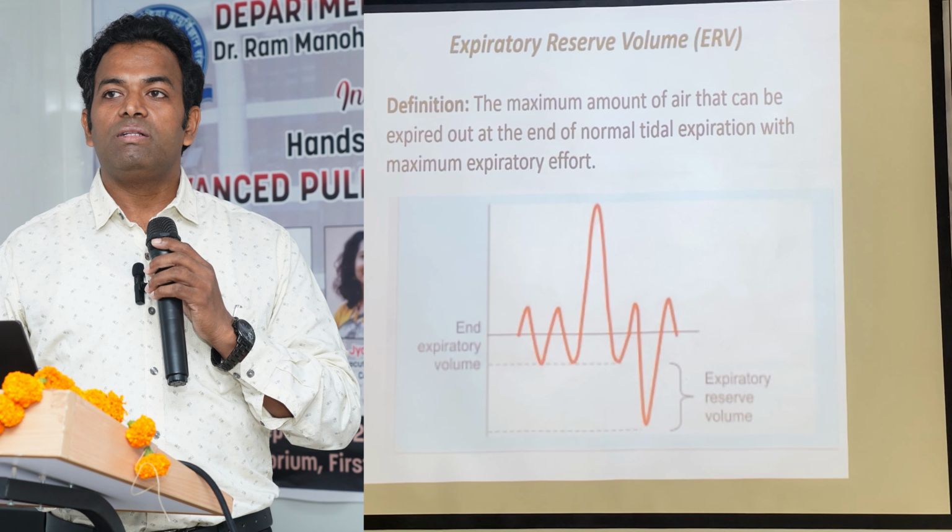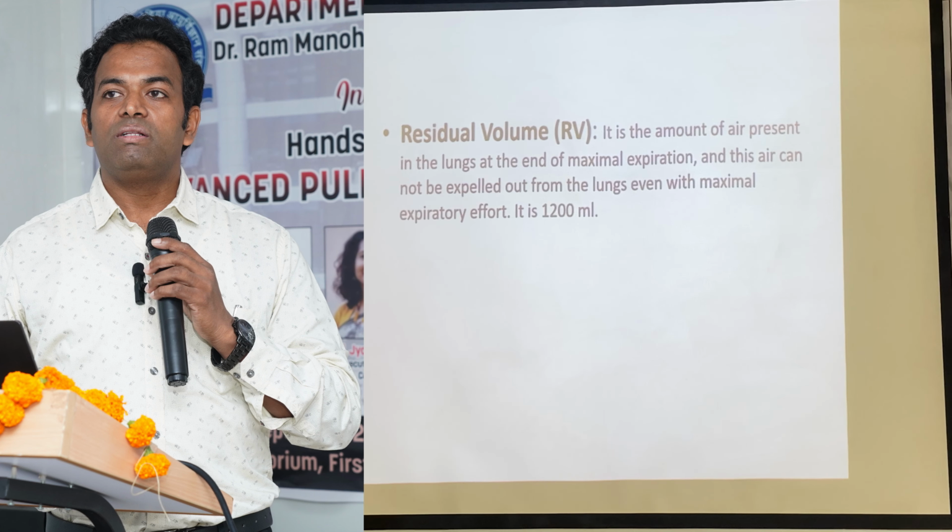Expiratory reserve volume is the maximum amount of air that can be expired out of the lung at the end of normal tidal expiration with the maximum expiratory effort, and is around 1200 ml. Residual volume is the amount of air present in the lung at the end of maximal expiration. This air cannot be expelled out from the lung even with the maximum expiratory effort, which is around 1200 ml.